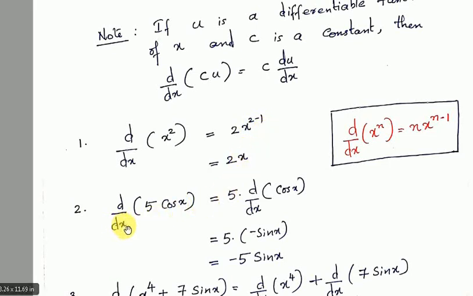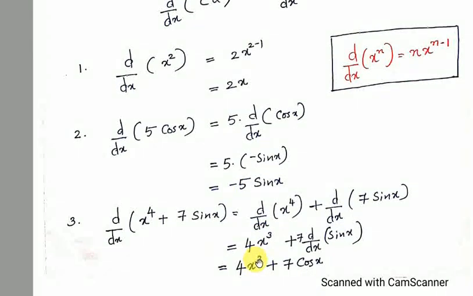Second question, find the derivative of 5 cos x. Here 5 is a constant. So we can take that 5 outside, that is 5 into d by dx of cos x, that is derivative of cos is minus sin x, that is minus 5 sin x.